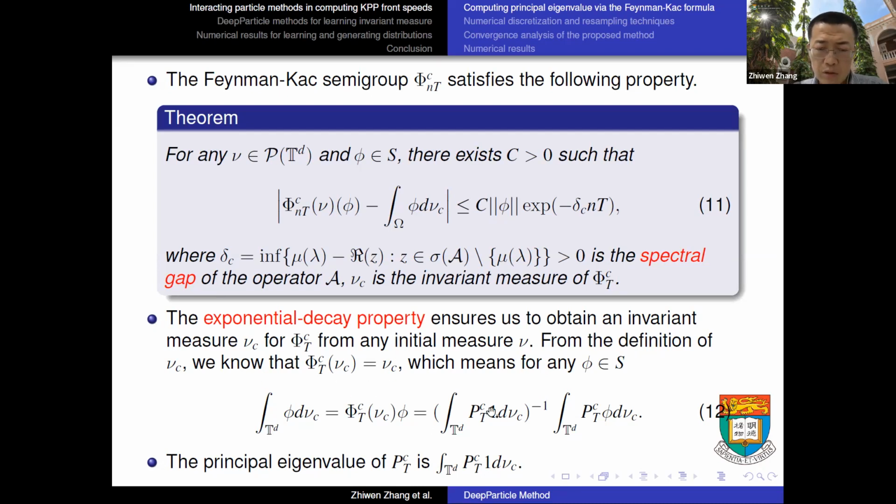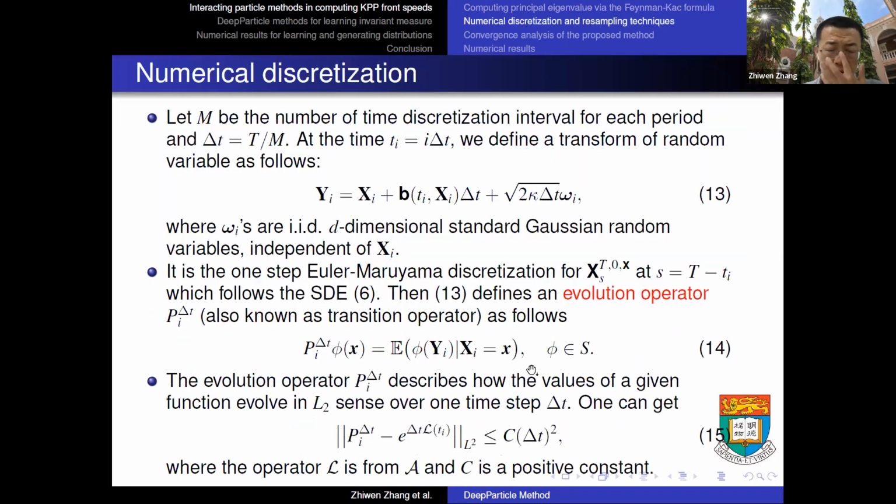All right. So that means we choose any initial measure. We evolve this Feynman-Kac semigroup. Then when the measure converges to the invariant measure nu_c, we can do some integration. Then this quantity approximates, or converges to, the principal eigenvalue. So this provides us the algorithm to compute the principal eigenvalue. Okay, so let me quickly go over several slides.